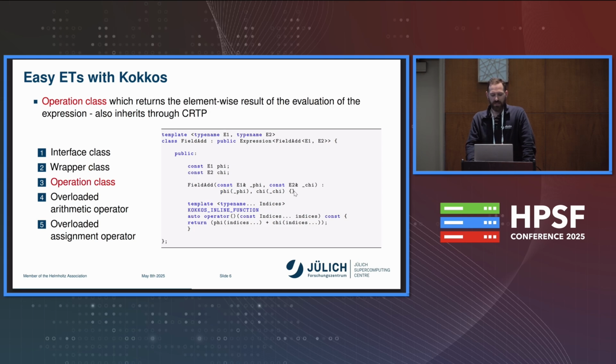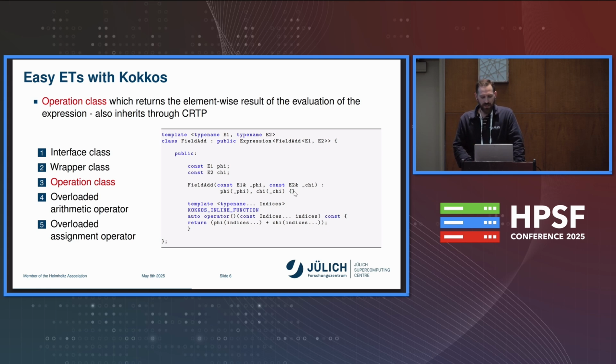The third thing that we need is the operation class, and this is actually what is going to perform the magic here. And this too is inheriting from the expression of the interface class through CRTP. And this is going to return the element-wise result of the evaluation of your expression. So for this example here, this would be an operation class for the addition of vectors.